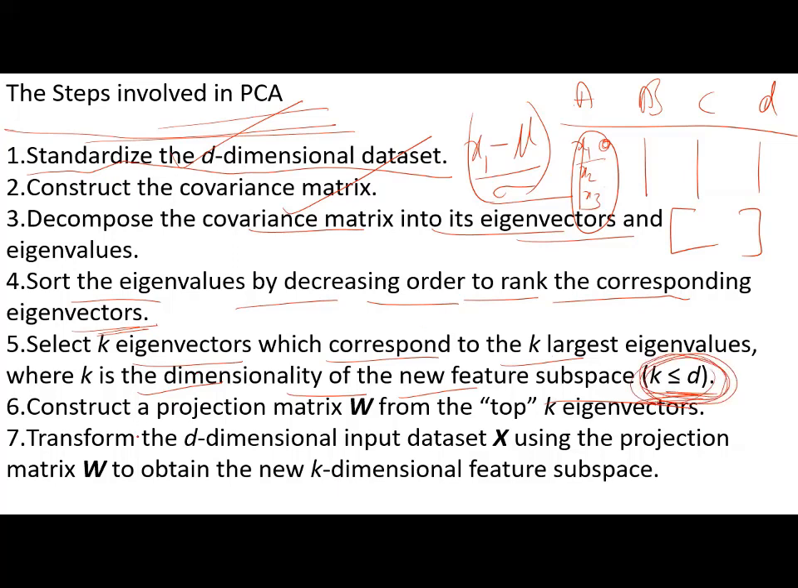Now construct a projection matrix W from the top k eigenvectors. Transform the d-dimensional input data set X using the projection matrix W to obtain the new k-dimensional feature subspace. This is called PCA. Hope you understood, my dear friends. This is very important, right?